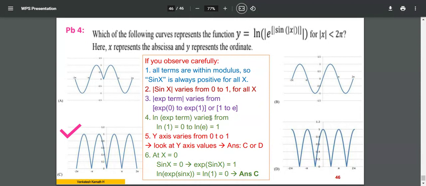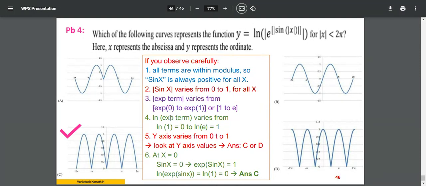So ln of an exponential term varies from ln 1 to ln e. ln e means e power 1. The value of sin x, whatever the x value, goes from 0 to 1. You know that sin x goes from -1 to +1, but -1 to 0 is ruled out because there is modulus. So it moves from 0 to 1, and it is positive. So e power 0 is one value, e power 1 is the other end of the range. Between that, you have this e power.